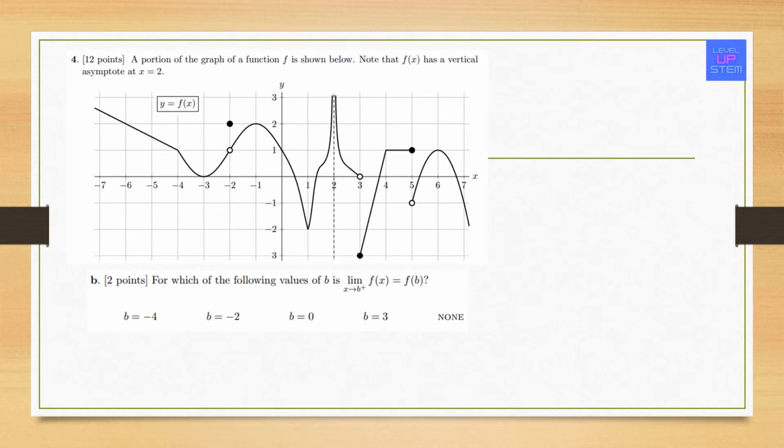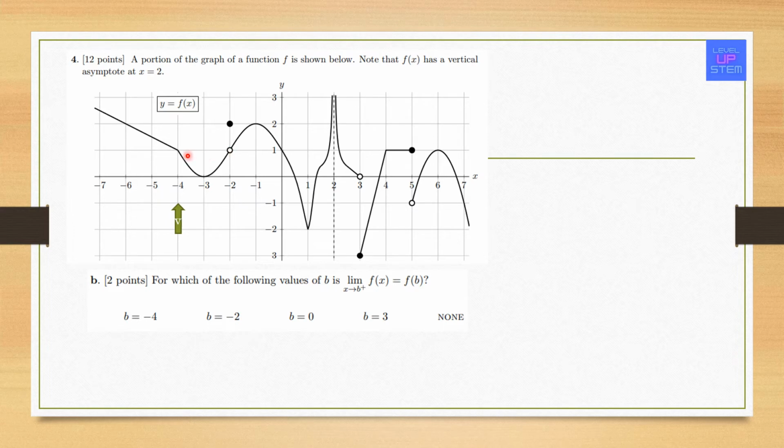Okay, moving on. We have the same setup here, and for which of the following values of b is the limit as x approaches b from the positive side of f of x equal to f of b? Let's begin by looking at b equals -4. We're only referring to the positive side here. As we come from the positive side, it looks like the limit equals about 1. The y value is about 1. And we don't really care about the negative side.